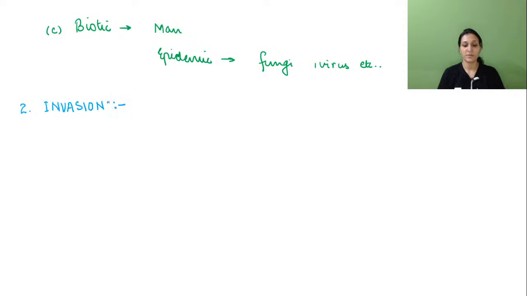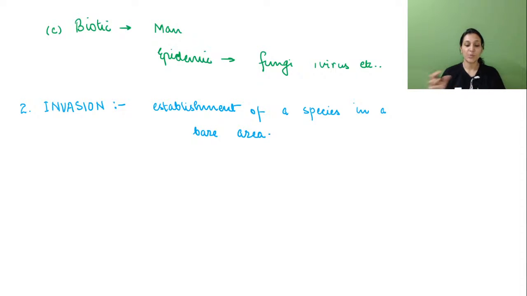Invasion. So what happens in invasion? This is a stage of successful establishment. Someone has come and established over there. Establishment of a species in a barren area. We would write over here: establishment of a species in a bare area.